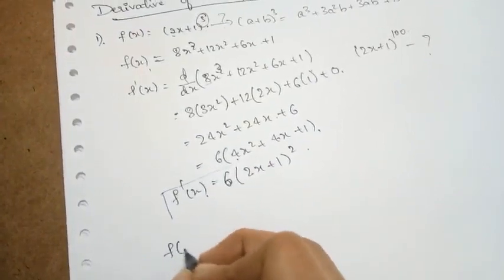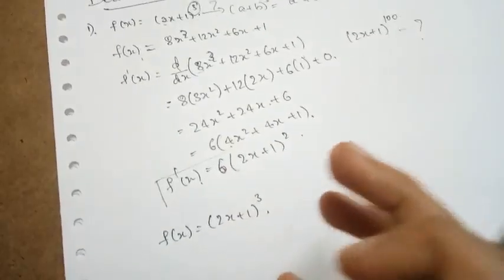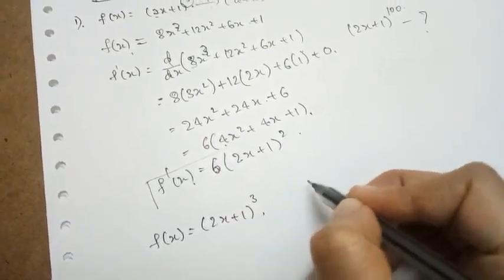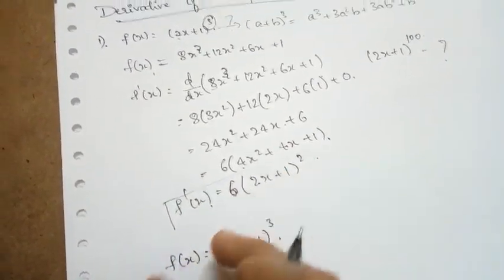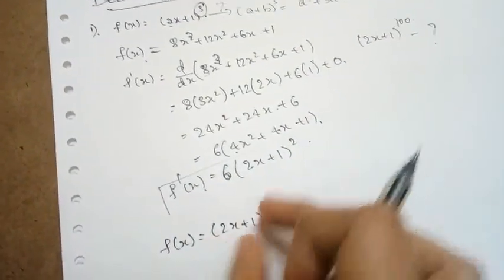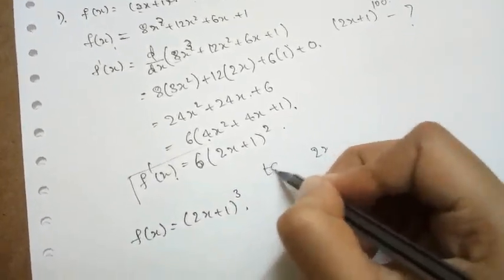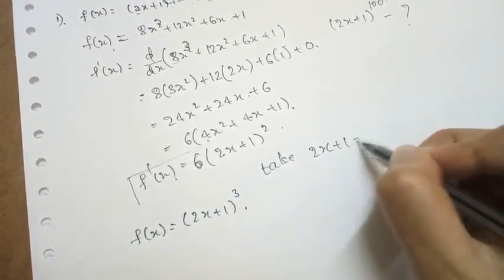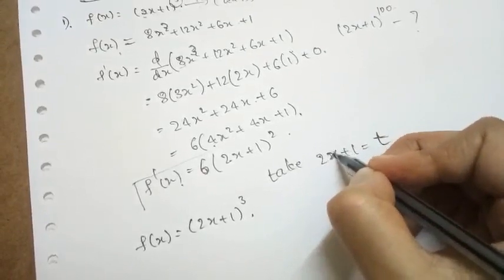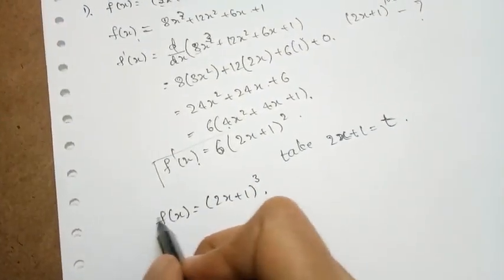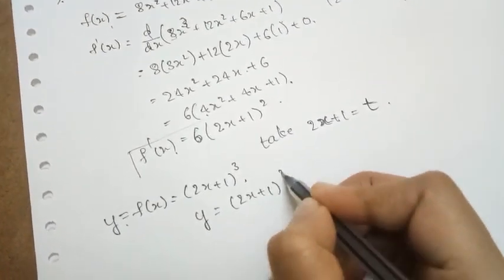Here the given function f of x is equal to (2x plus 1) to the power 3. It is a composition of two functions. One function is 2x plus 1, and the other is x cube. One is a polynomial, and the other is the cubic function. I will take 2x plus 1 equal to t. Now clearly f of x is y, so y is equal to (2x plus 1) whole cube.